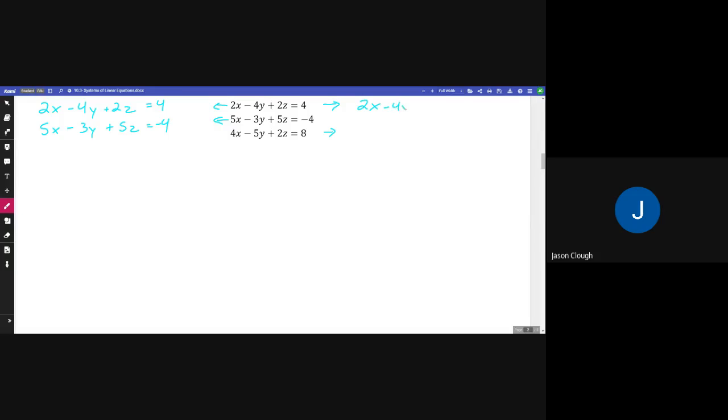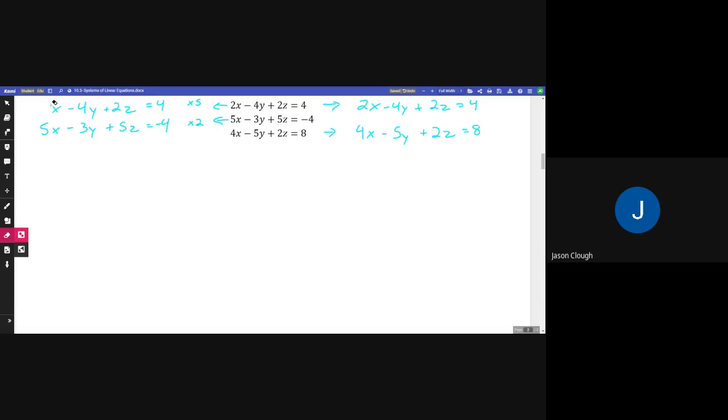2x minus 4y plus 2z equals 4. And then 4x minus 5y plus 2z equals 8. Now, because none of these had anything nice in order to cancel out, again, I can pick whichever one I want to do. I'm going to go with the standard and get rid of the x's. So for this first pair, I'm going to have to multiply the top by 5 and multiply the bottom by 2. I need to get the lowest common multiple, and that number is going to be 10.